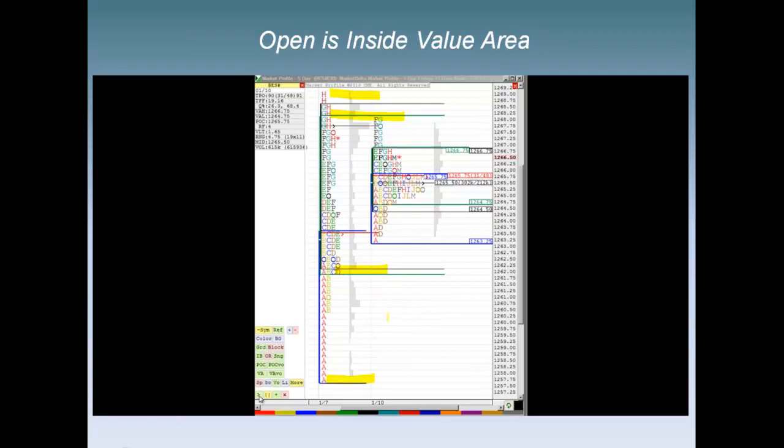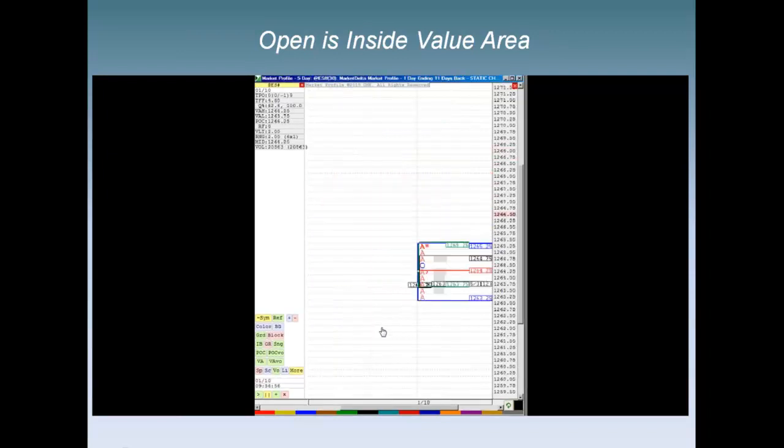So let's watch this other brief little video here, and let me show you what happens when we open inside the value area. Okay. Now watch again. 3 prints above the open, 4 prints below, very tight range, and notice most of the volume is trading in this area here. Continue on. Now look at B period.